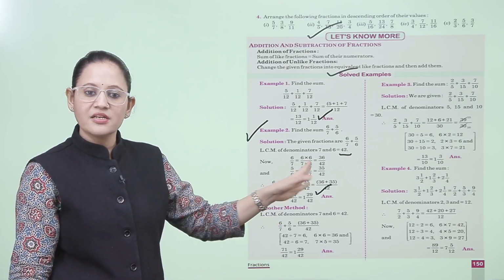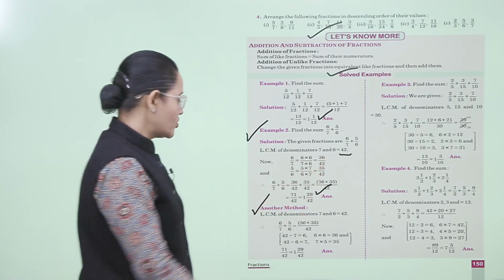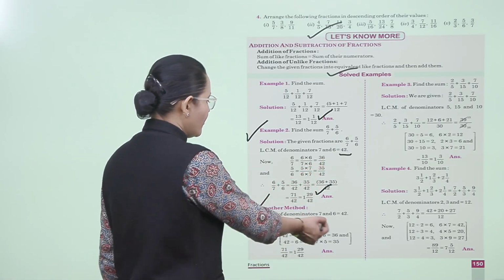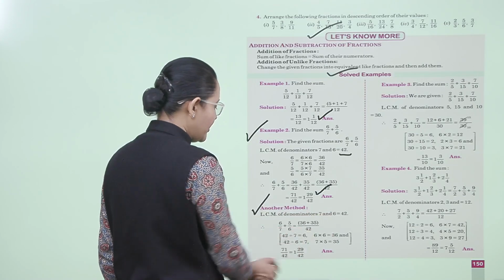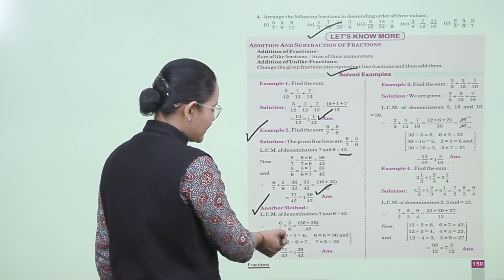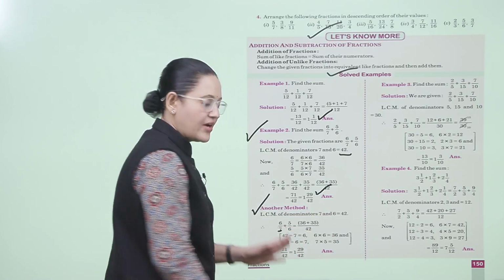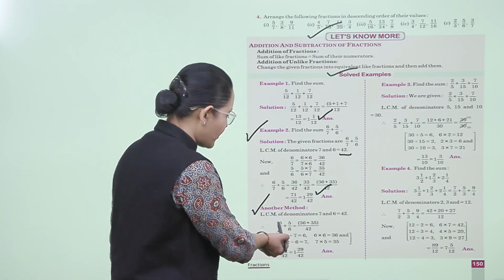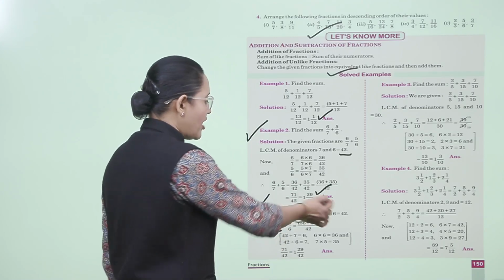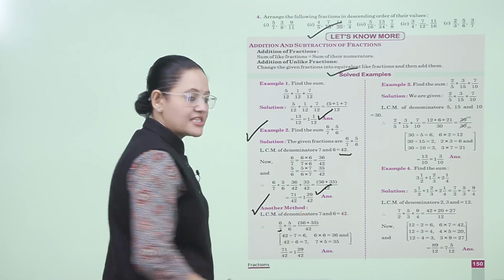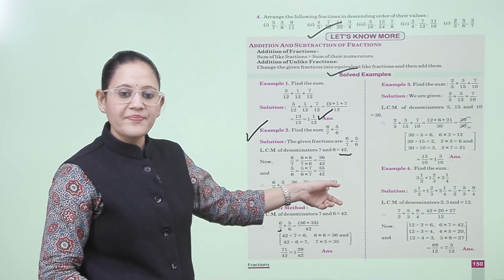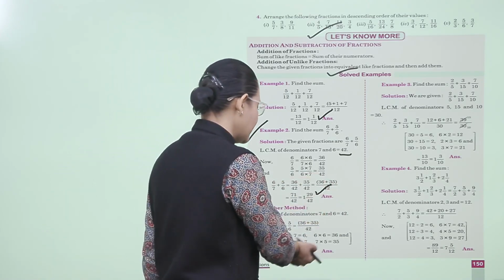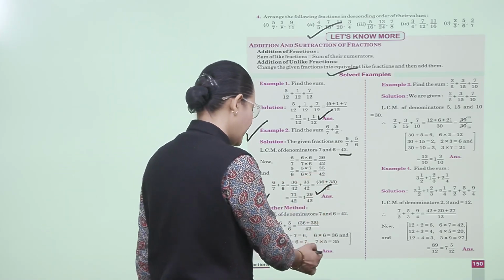Another method, LCM of the denominators 7 and 6 is 42. So what we have done here? We have written the LCM here. First fraction 6 by 7, denominator 7, so we'll divide 42 by 7 and get 6. We'll multiply 6 by the numerator 6, that is 36. Now we'll divide 42 by 6, we'll get 7, so we'll multiply 7 by 5, 35. Add them together and find the answer.